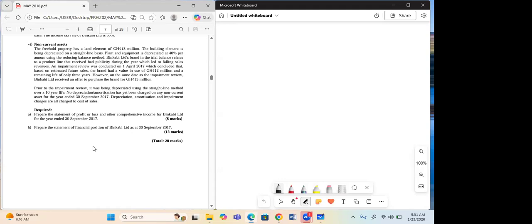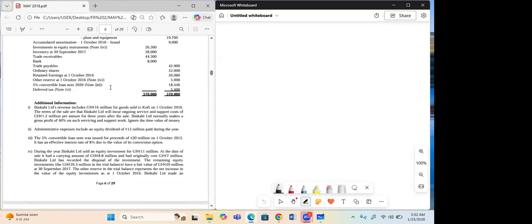So your P&L should take one page. Then you go to the next page, Binkabi Limited, statement of changes in equity for the year ended 30th September 2017. Your statement of changes in equity should also take one page. Then the statement of financial position, 1.5 pages. Normally 1.5 pages will be okay. So you leave those pages and then I will start working from the footnotes.